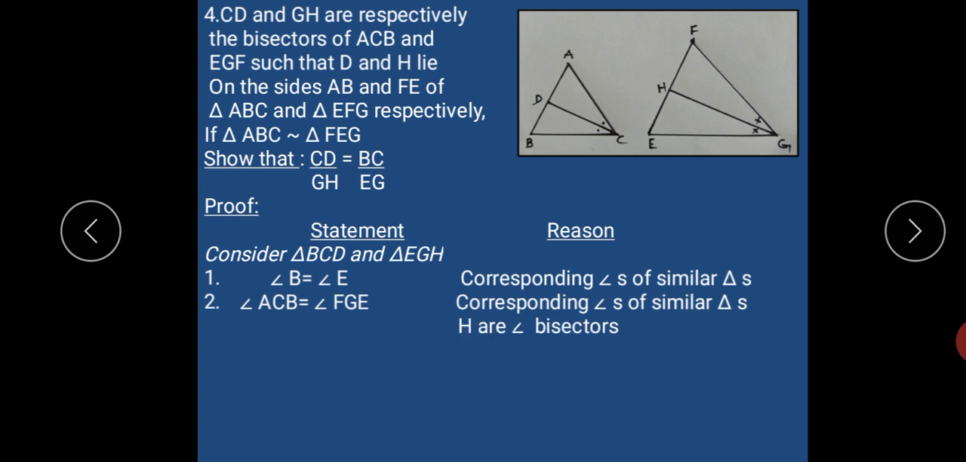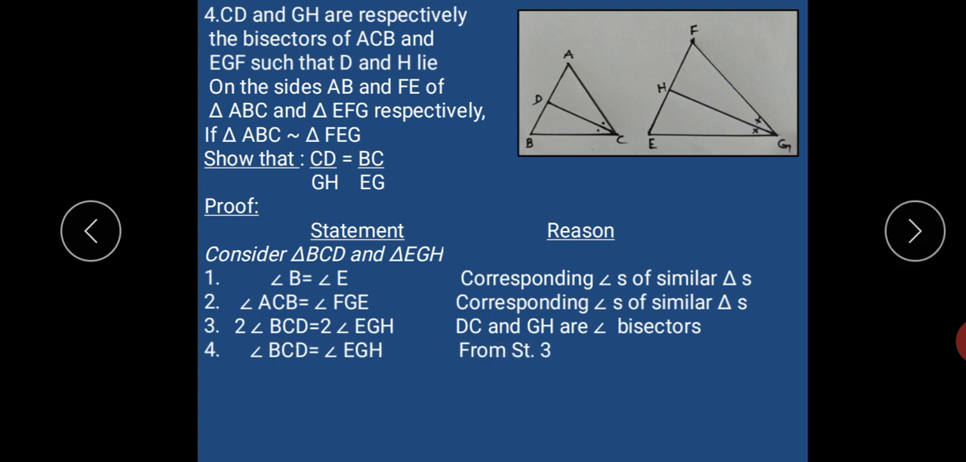Now if you see, these both are angle bisectors, so instead of angle ACB, we can write 2 times angle BCD. The same way here, instead of angle FGE, we can write 2 times angle EGH. The 2 gets cancelled, and we get angle BCD is equal to angle EGH, and now we have two angles equal, so we can use the AA similarity criterion.